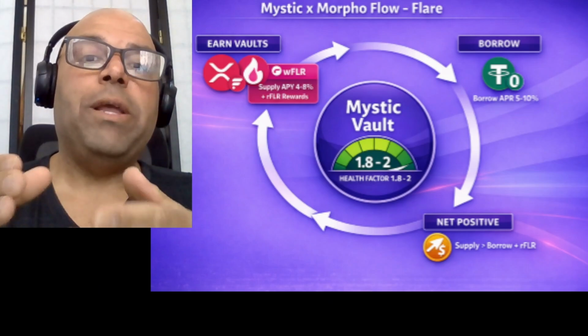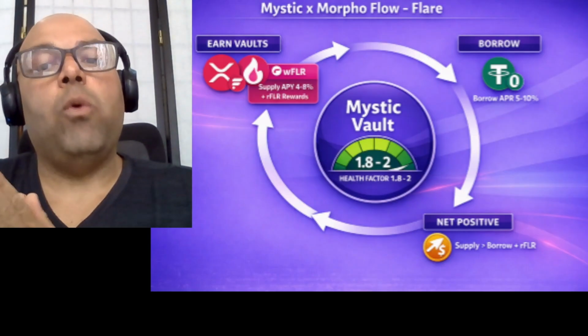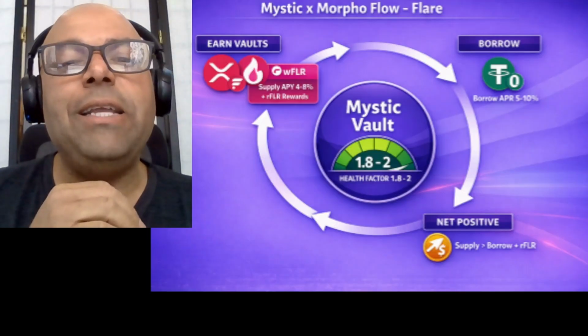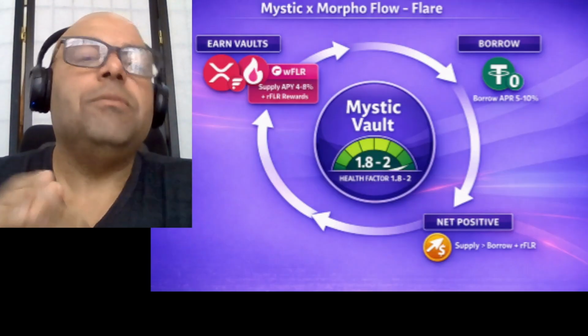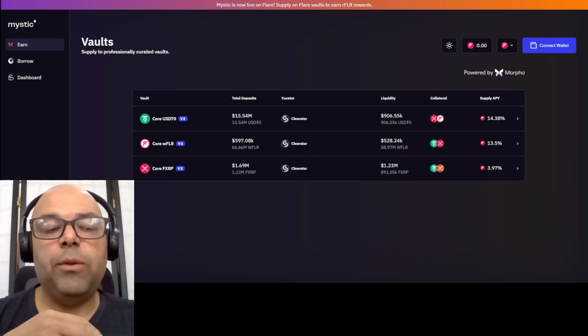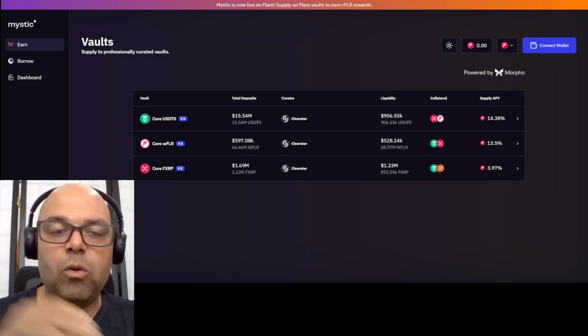Now, the profit formula is supply beating borrow costs plus the rFlare reward bonus. So just keep the health factor above about 1.8 and you're printing yield. Simple, powerful loop. Now watch it live. We start here at the Mystic protocol page. Links down below. Don't go around fishing.